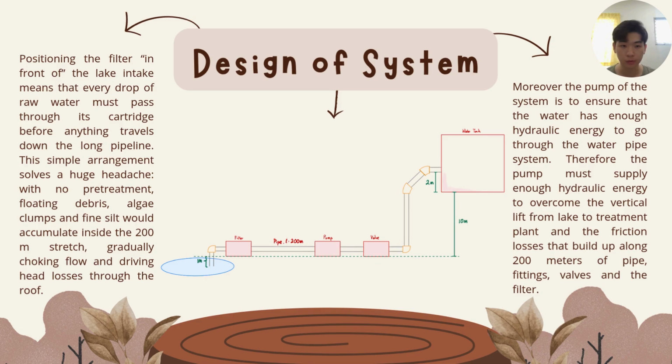Moreover, the purpose of the pump is to ensure that the water has enough hydraulic energy to go through the water pipeline system. Therefore, the pump must supply enough hydraulic energy to overcome the vertical lift from lake to treatment plant and the friction loss that builds up along 200 meters of pipe, fittings, valves, and the filter. That's all from me. Thank you.